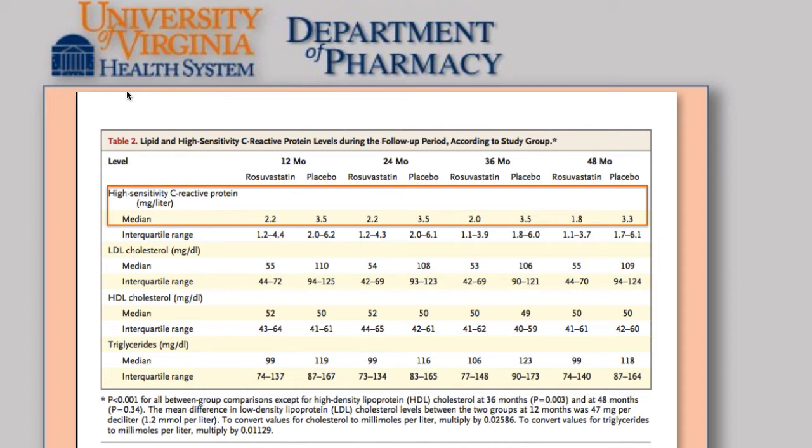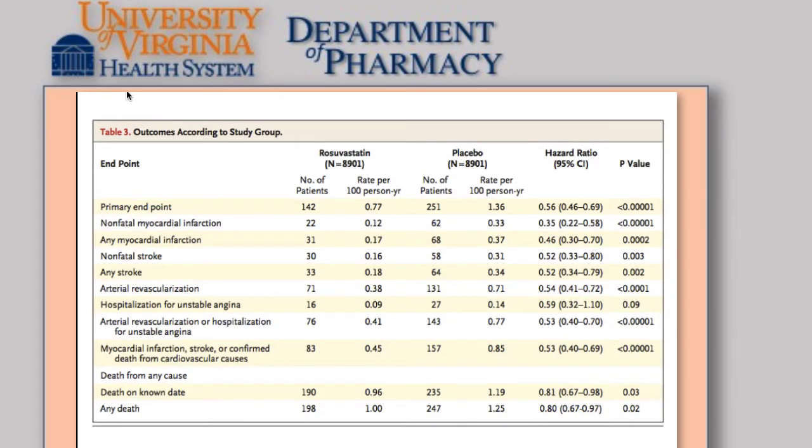High-sensitivity C-reactive protein was lowered consistently at 12 months compared to placebo, and this was consistent across time. They also showed that it was able to lower LDL compared to placebo. This lowering was consistent over time. The question still remains. We know we can lower high-sensitivity C-reactive protein and LDL with the statin therapy, but does this translate into a reduction in cardiovascular events? The answer was yes, it does.